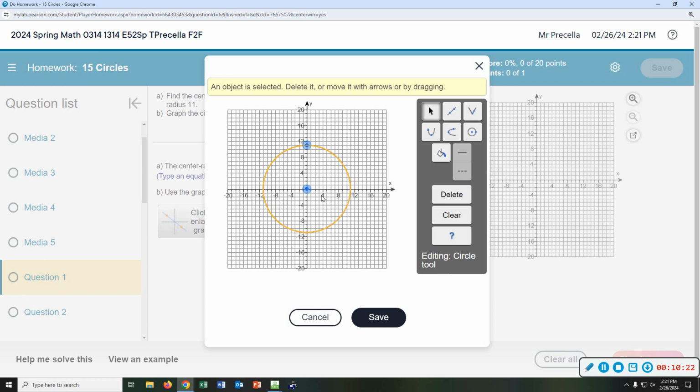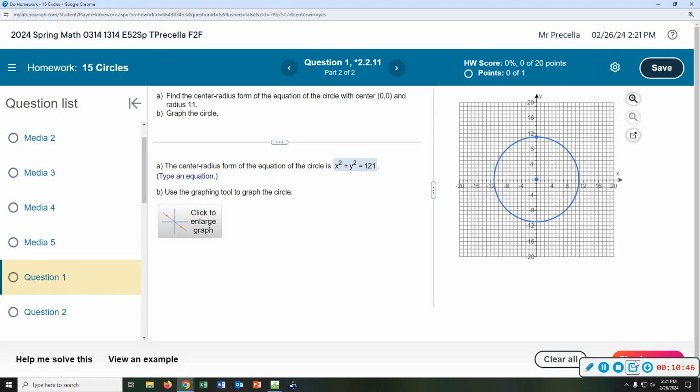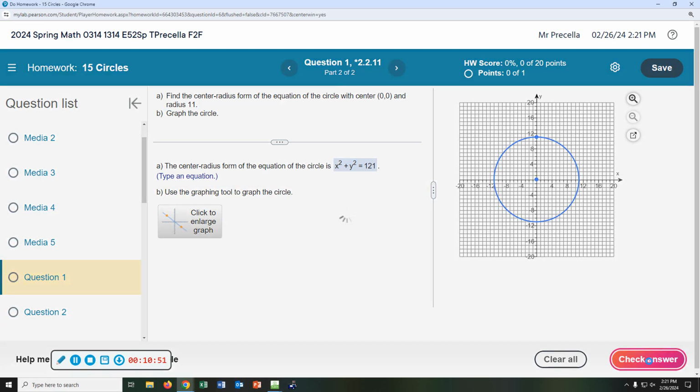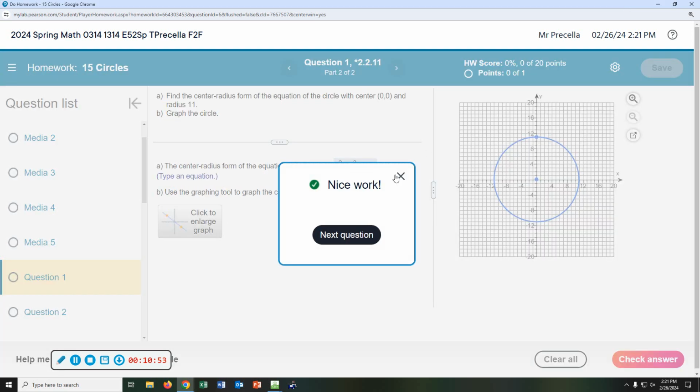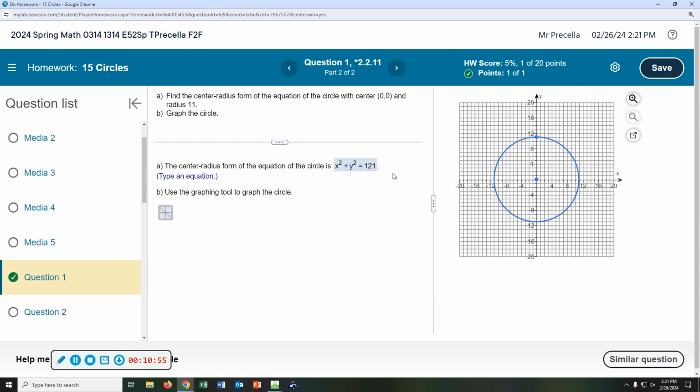And notice if you counted 11 units to the right, you'd be right there at 11, 0. If you'd gone 11 units to the left, you'd be over there at negative 11, 0. So you could go either up, down, left, or right. Go whatever's easiest for you. You click the center, then you use the radius to find a point that's on the circle. Save it. Check answer. Yes. Any questions there?